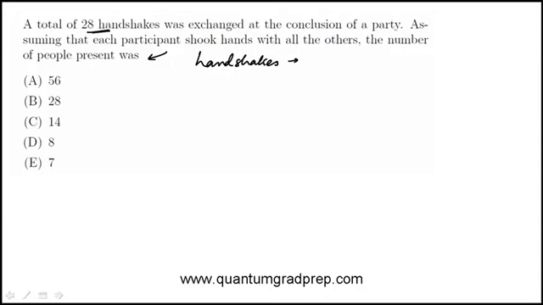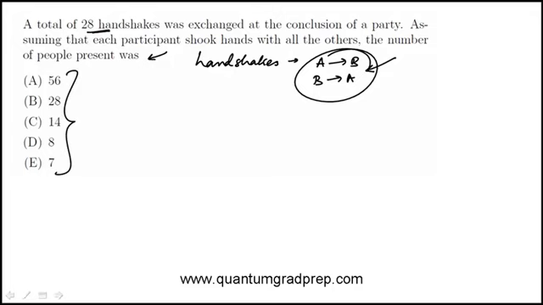So this is actually a combination problem, and the order doesn't matter. And what that means is that if A shakes hands with B, it's the same as B shaking hands with A. So here, this just counts as one handshake. So we can either use the answer choices here, and in that case, you would just have to pick some number if you want to start with C.